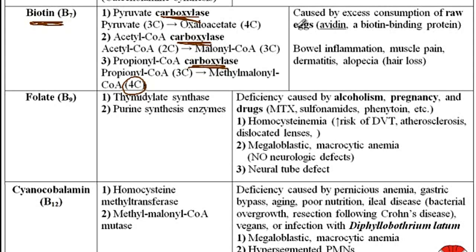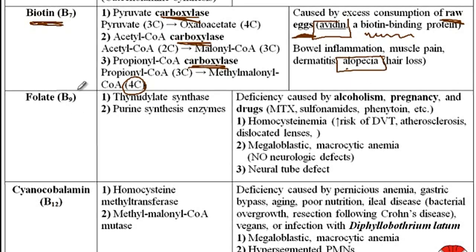And then conditions that can cause biotin deficiency include, for instance, the consumption of raw eggs. As a consequence, since it has avidin, it will cause deficiency of biotin, because avidin is a biotin binding protein. And so deficiency of biotin can cause bowel inflammation, muscle pain, as well as hair loss or alopecia, the other term that is used for it.